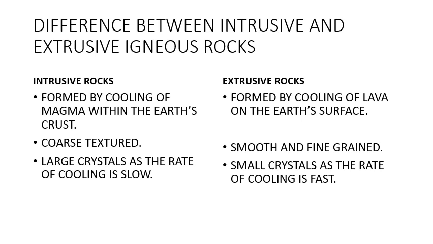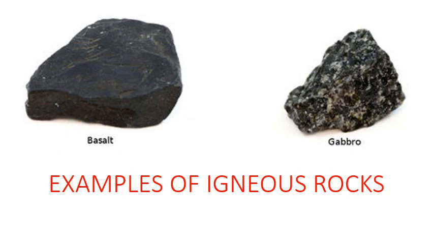Intrusive igneous rocks are coarse textured, whereas extrusive igneous rocks are smooth and fine grained. Intrusive igneous rocks have large crystals as the rate of cooling is slow, whereas the extrusive igneous rocks have small crystals as the rate of cooling is faster on the surface of the earth. Here you can see the example of the igneous rocks, basalt and gabbro.